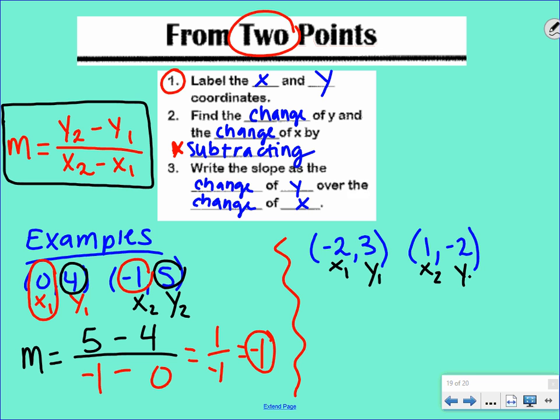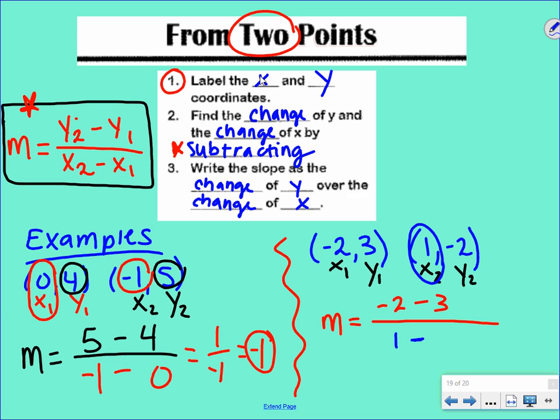Then we come back to our equation, our formula, and we use that. M equals, on the top of the line, we do y2 minus y1. y2 is -2 minus y1, which is 3. So we have -2 minus 3 on the top of our fraction. On the bottom, we have x2 minus x1. So our x2 value is 1 right here, x2. And minus, we have to put that minus sign. Then we choose our x1 value, which is right here.